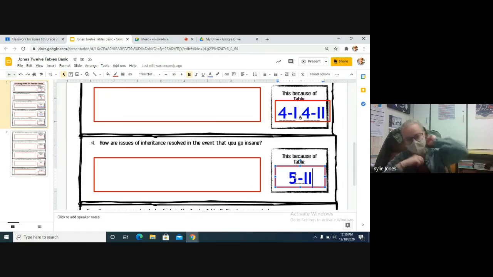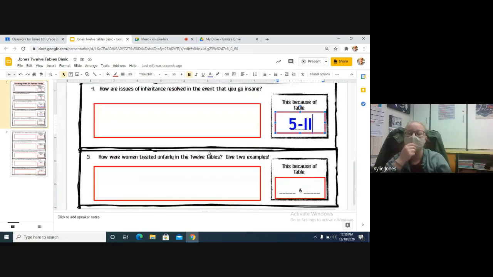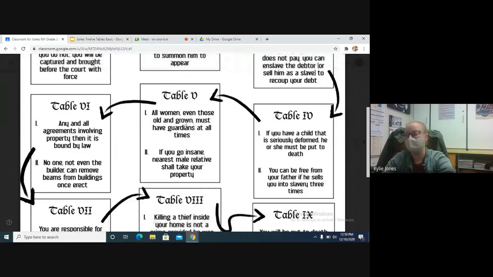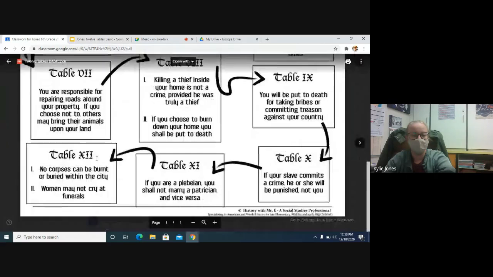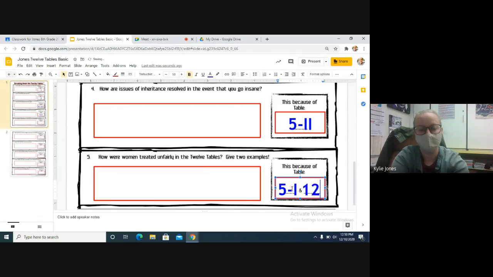There's 2 of them. All right. I'm going to scroll down a little bit. Our next one, number 5. How were women treated unfairly in the 12 tables? Give 2 examples. Where can we talk about where women were treated unfairly? Madi? Good. What numbers are those in? 1 and 12. So 5-1 is one of them. And then Charlie said 12-2. Okay. 5-1 and 12-2.